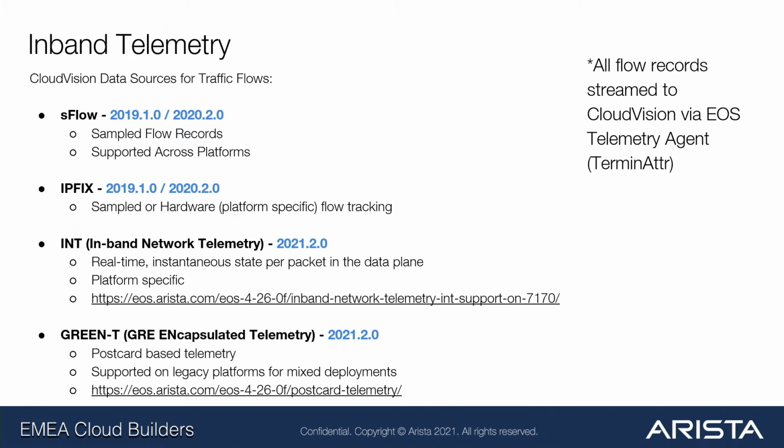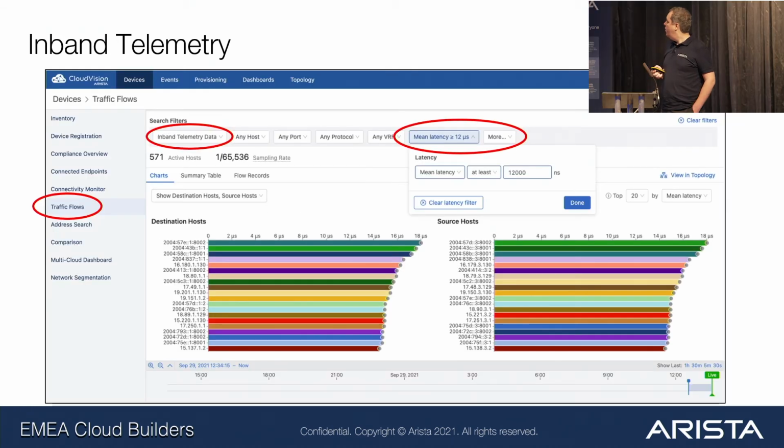These are sometimes known as postcard telemetry. Green T is known as that. This does require specific hardware and software on the switches, so it's not available on all switches, but there are TOI links that explain which platforms it's available on. Once the platforms do have this feature enabled, CloudVision will receive that same flow data over the telemetry connection. We now have a way of viewing that in-band telemetry data within CloudVision.